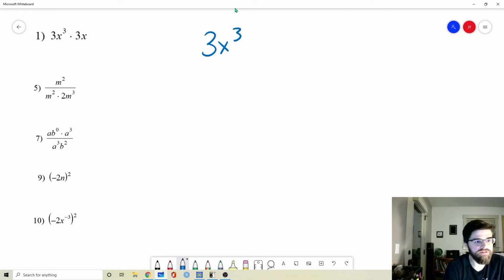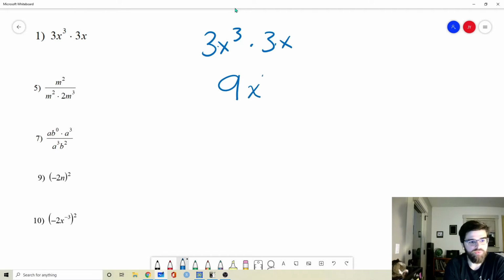So I've got 3x cubed times 3x. So essentially I'm multiplying four things together here. 3 times x cubed times 3 times x. Doesn't matter what order we multiply things in, so I'm going to take care of my like terms together. 3 times 3 is 9. X cubed times x is x to the fourth power. Remember that when you see a variable that doesn't have an exponent, it's always a 1, right? We assume that there's a 1 there. So 3 plus 1 is 4.